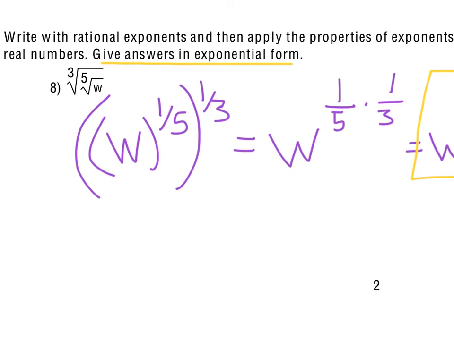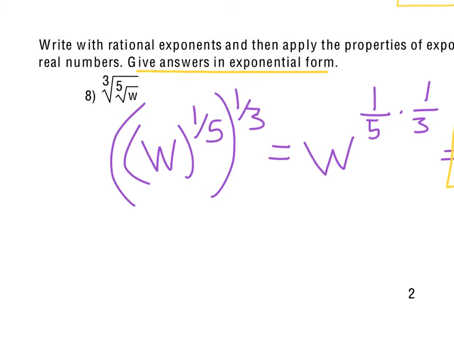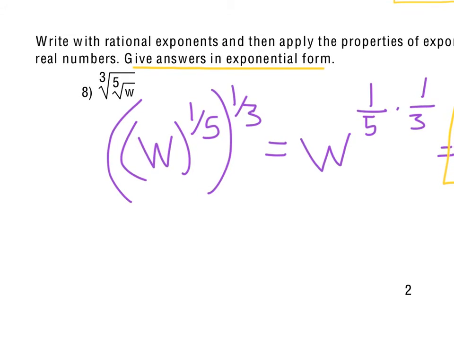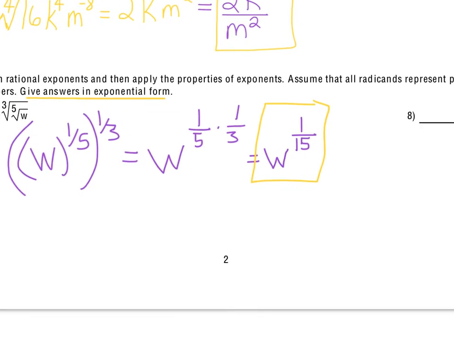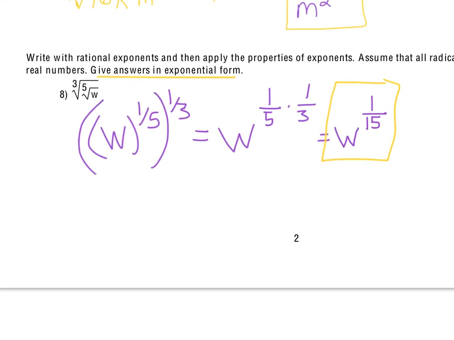With number 8, they want us to write it with rational exponents and then apply the properties for exponents, assuming that all radicands represent positive real numbers. They do want the answer in exponential form, so that's why we did not switch back to radical form. So what we do first is this 5th root of w is w to the 1/5 power. The cube root of w would be the same as the 1/3 power. So we get w to the 1/5 to the 1/3.